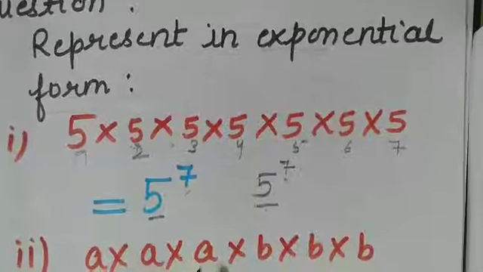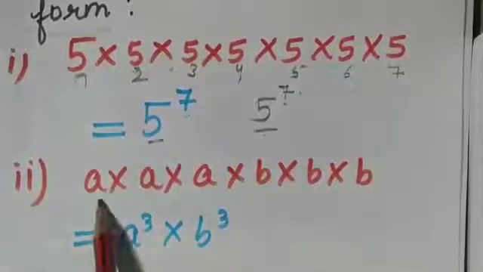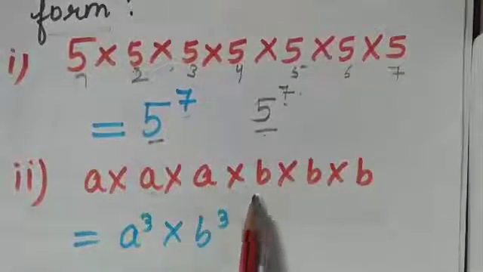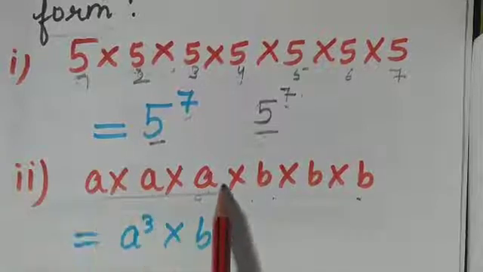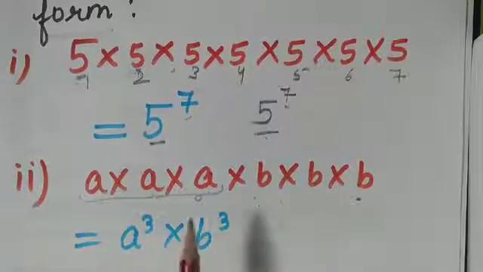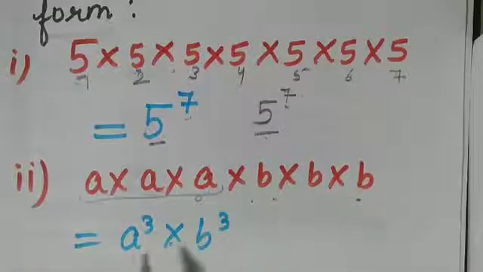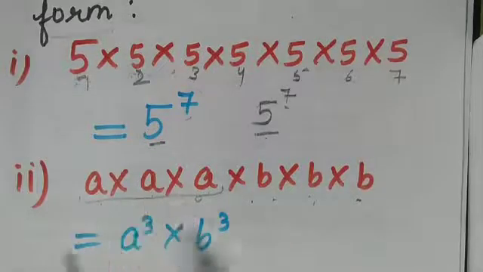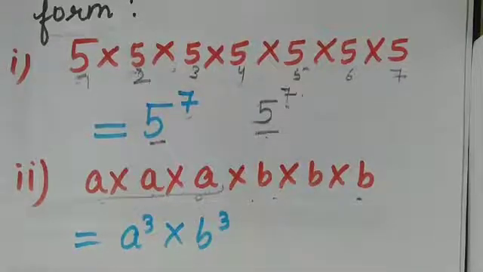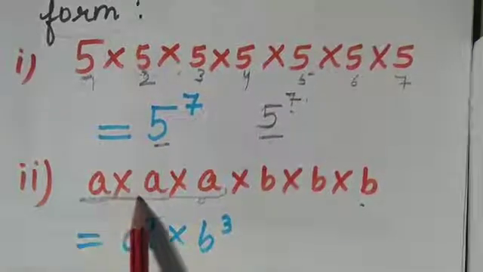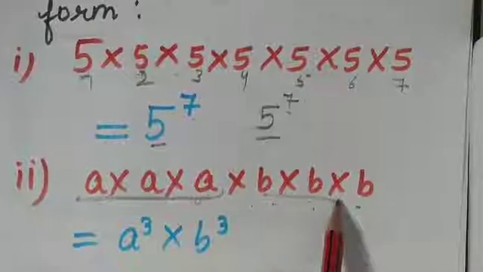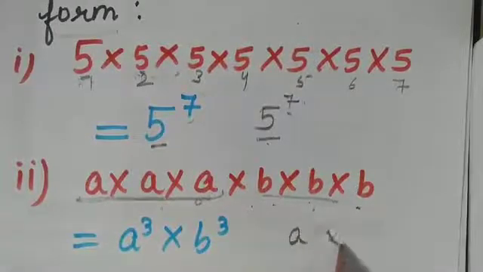Now let us discuss one more example. A into A into A into B into B into B. So here we have two numbers, A and B. We have to write in exponential form, meaning the number you have to write using exponents. So here I am observing that A and B are multiplying. So first I will write A into B.